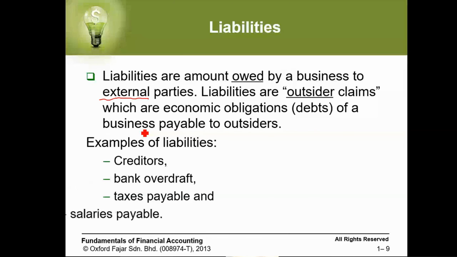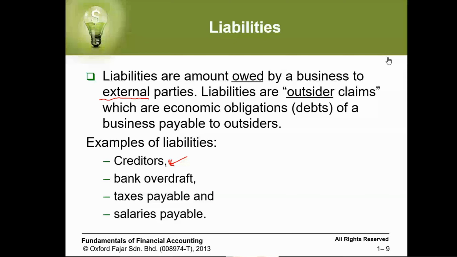Examples of liabilities, we have creditors. What are creditors? Creditors are people we buy stuff from. We buy on credit. Let's say I have a factory to fill glue. So I buy the glue from another company. I don't produce the glue. I only fill it inside the tube. So the company which I buy the glue from, I don't pay them in cash. I pay on credit. So those we call creditors, which are the people we buy from on credit. Okay?